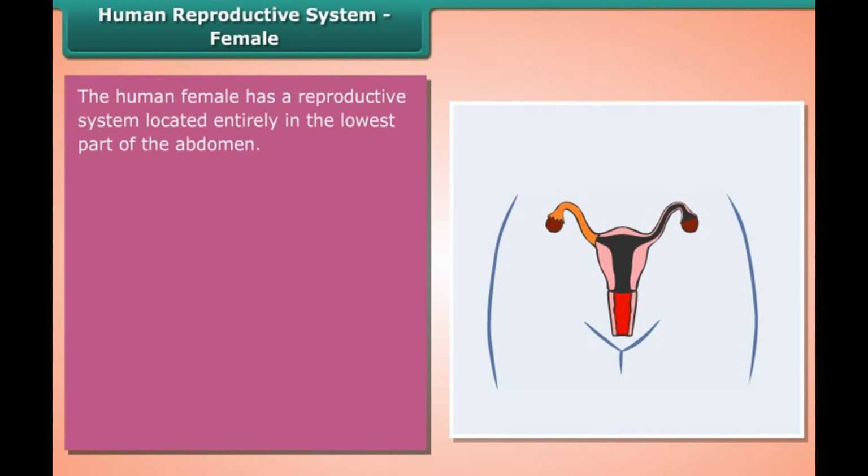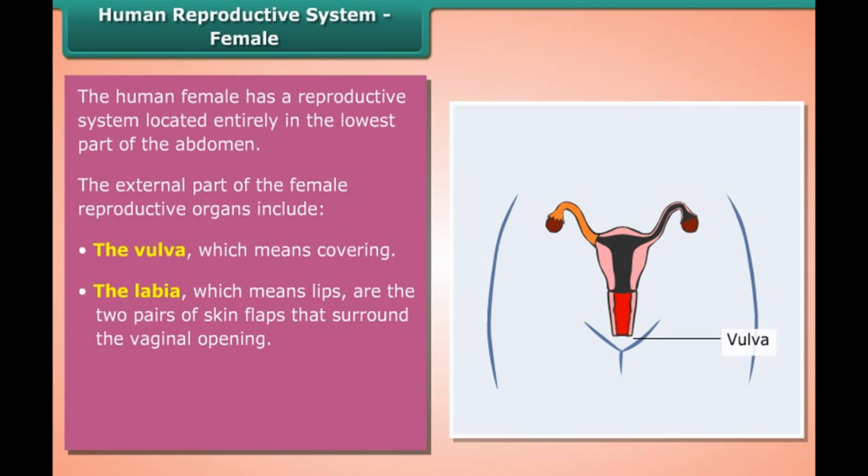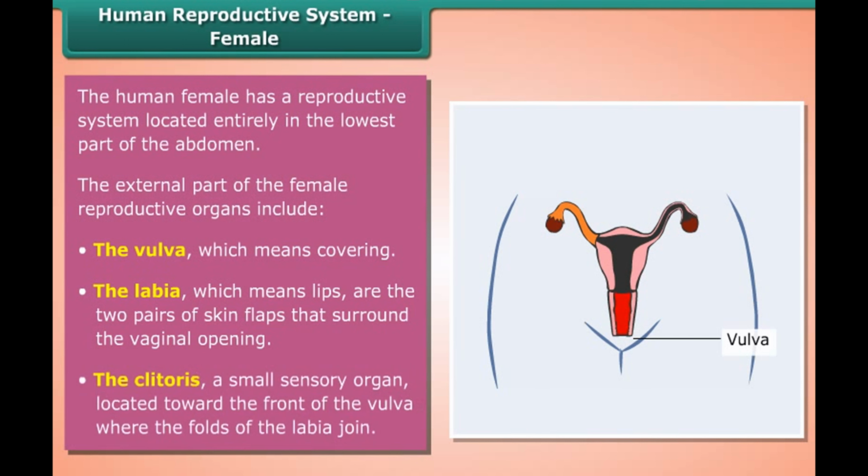Human reproductive system. Female. The human female has a reproductive system located entirely in the lowest part of the abdomen. The external parts of the female reproductive organs include the vulva, which means covering. The labia, which means lips, are two pairs of skin flaps that surround the vaginal opening. The clitoris is a small sensory organ located toward the front of the vulva where the folds of the labia join.